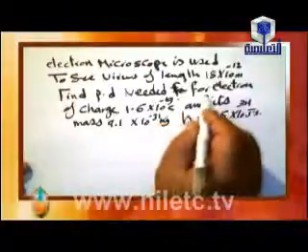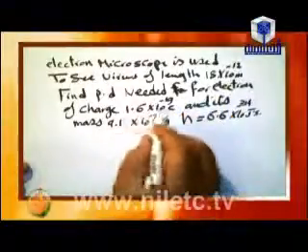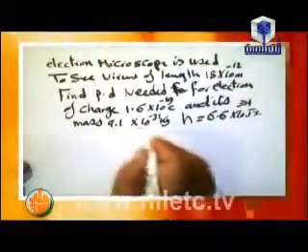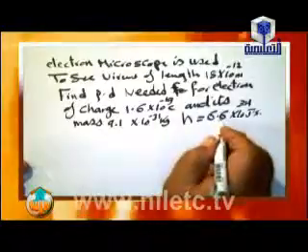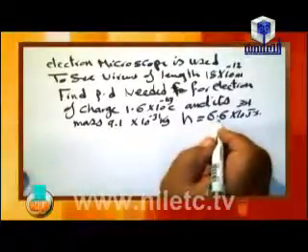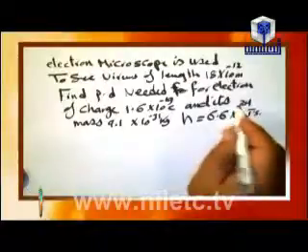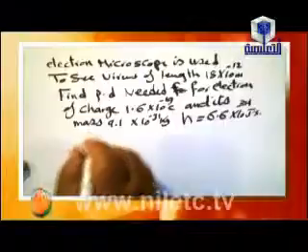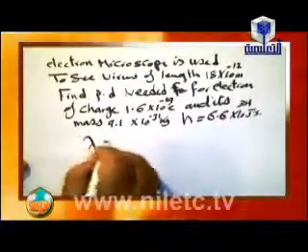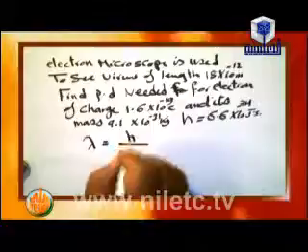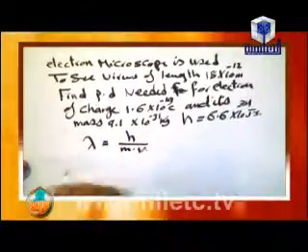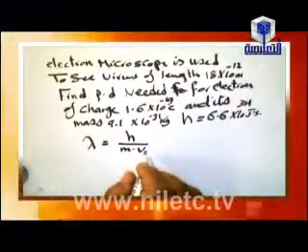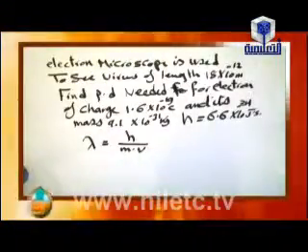Find the potential difference needed for electron of a charge 1.6 times 10 power negative 19, and its mass equal 9.1 times 10 power negative 31 kilogram, and the Planck constant equal 6.6 times 10 power negative 34. First, we must find wavelength equals h over m times v. M represent mass and v represent velocity. So we must find the velocity of electron first.